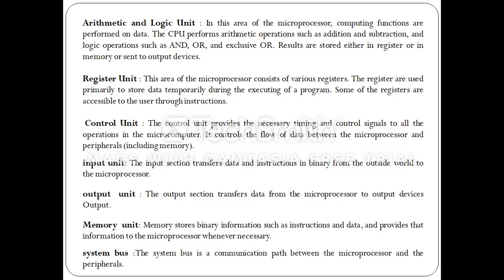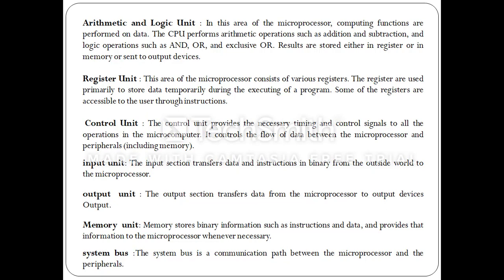Next is the input unit. The input section transfers data and instructions in binary form from the outside world to the microprocessor. So that is the input unit. Next is the output unit. The output section transfers data from the microprocessor to output devices. So that is the output unit. Next is the memory unit. Memory stores binary information such as instructions and data, and provides information to the microprocessor whenever it is necessary.